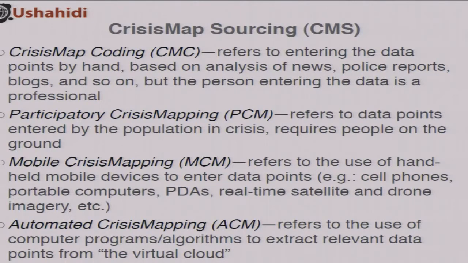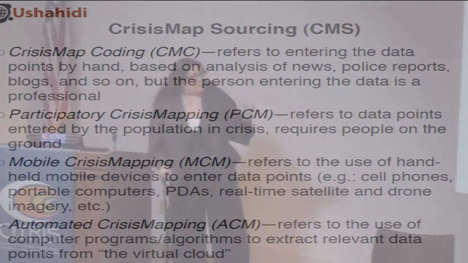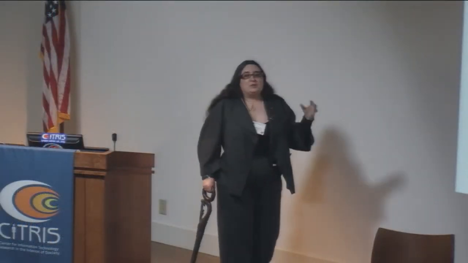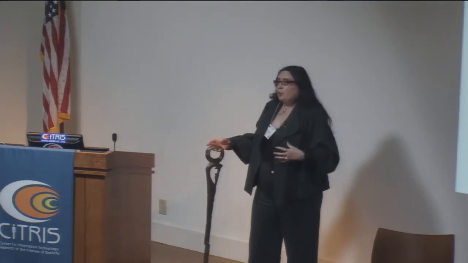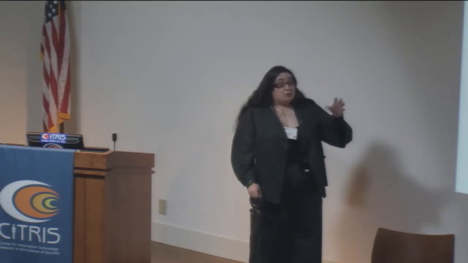When you talk about mobile crisis mapping, obviously it's all about how you collect the data, and it's about the mobile devices, whether it be a cell phone or a satellite or drone. It's just about how you get it. And automated crisis mapping is really interesting for a lot of people in this room, I think, and it's about how you set up algorithms and programs that would gather the data, figure out what's important, normalize it, and then use that, again, as data points on the map.